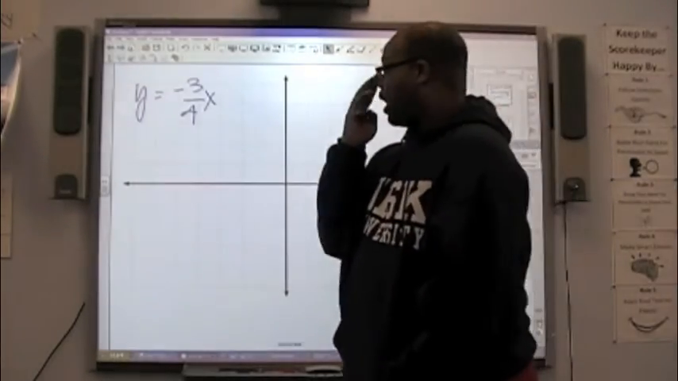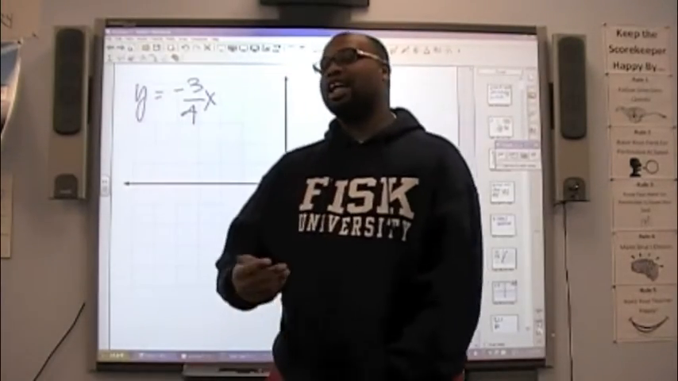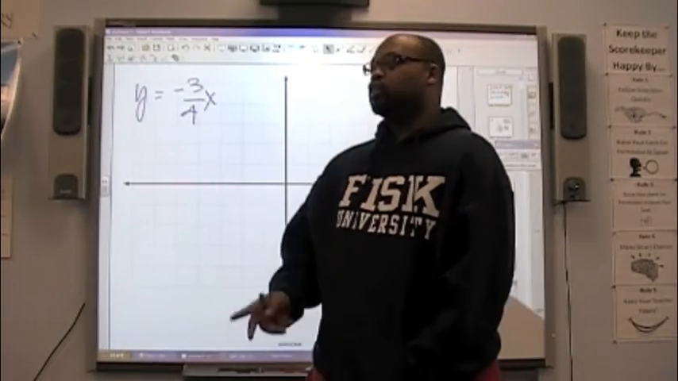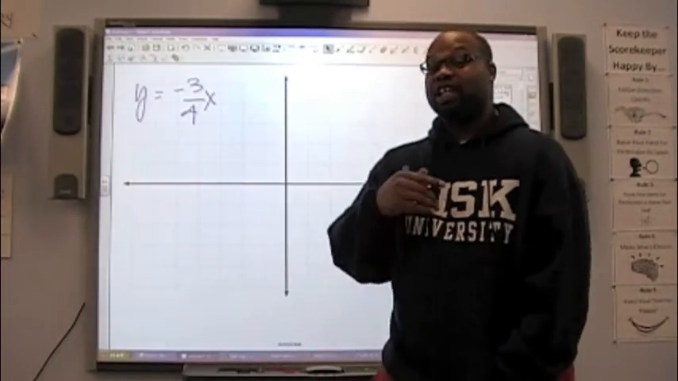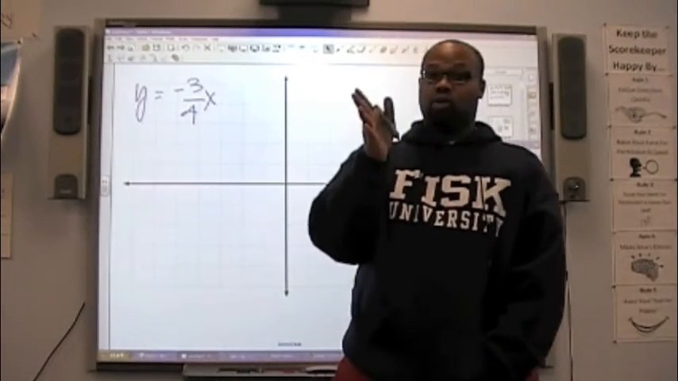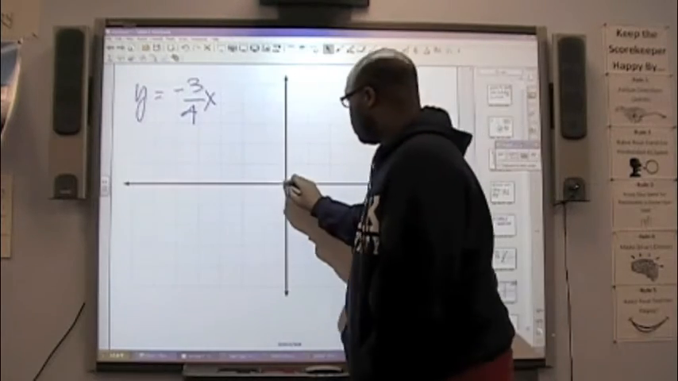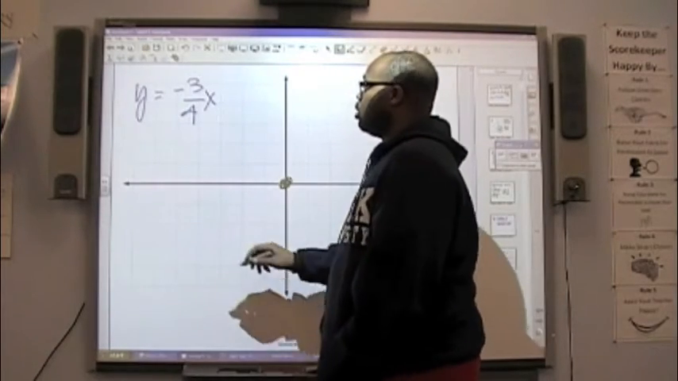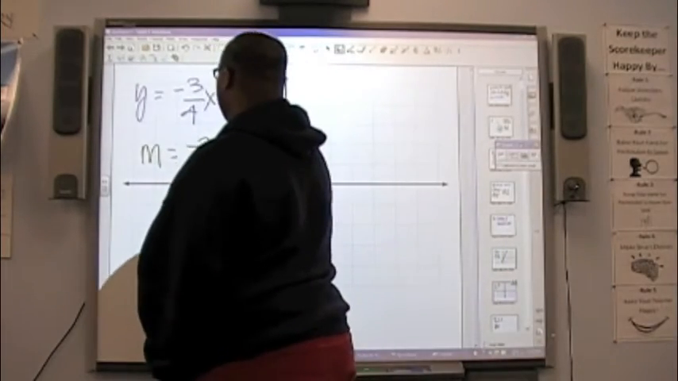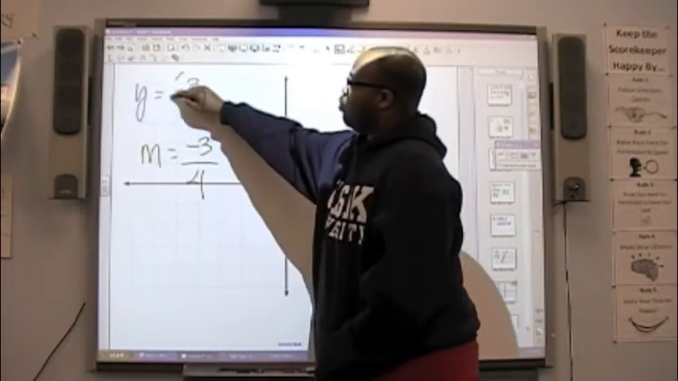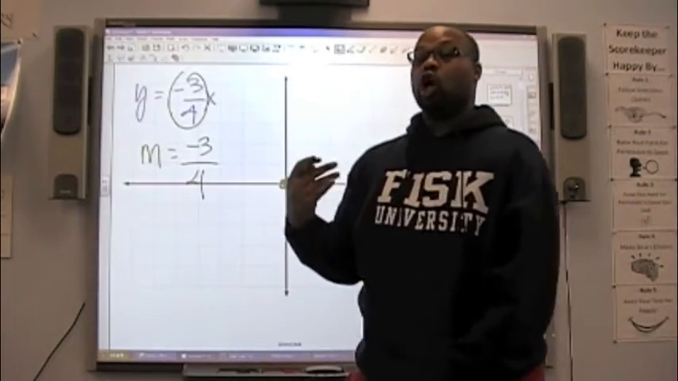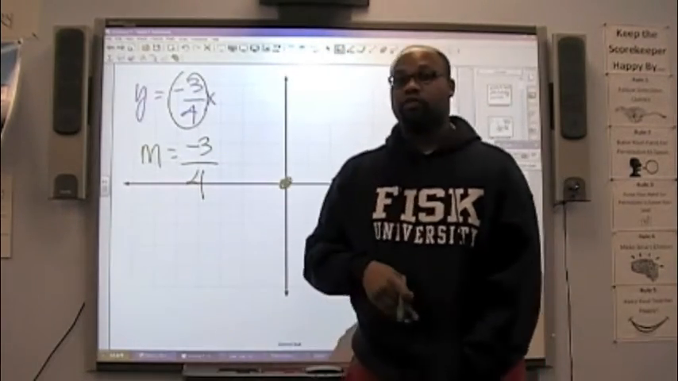This time they give us y equals negative 3 over 4x. And so in direct variation, because of that word direct, we always start where? At the origin. So I'm going to plot my point at the origin. Then my slope is negative 3 over 4. Slope is in this position here. It's always the coefficient to x once y is solved for.